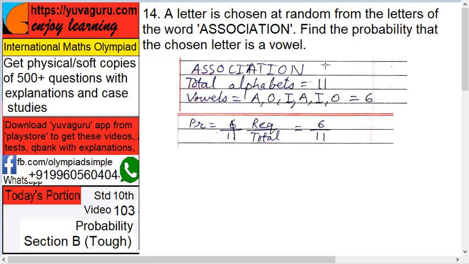That's the answer. If it's given in the question that letters are taken one at a time, in that case the question would be different, right? Then you take only once.